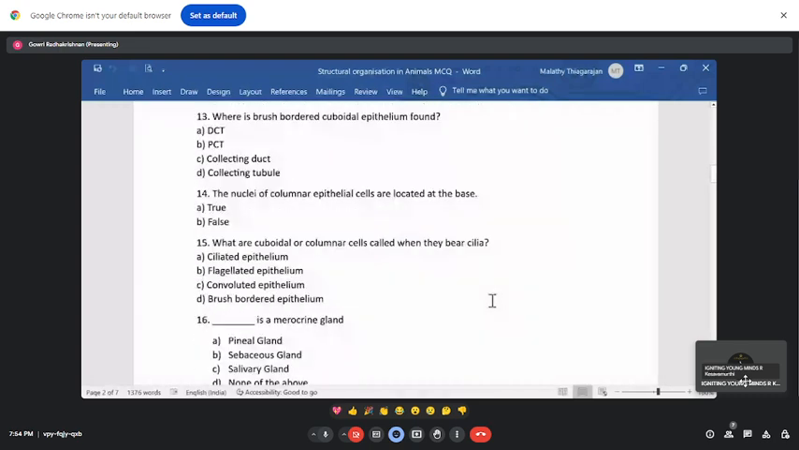Okay. Now, question number 13. Where is brush bordered cuboidal epithelium found?